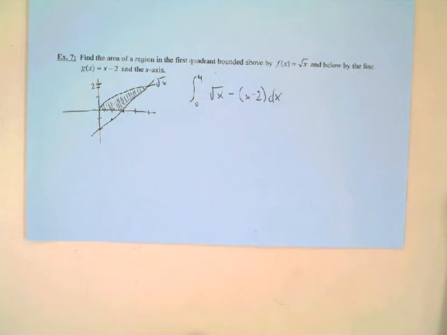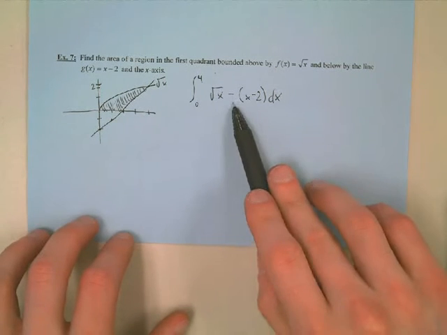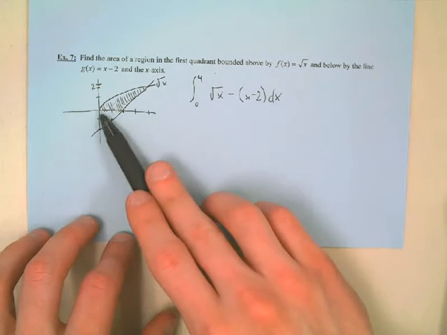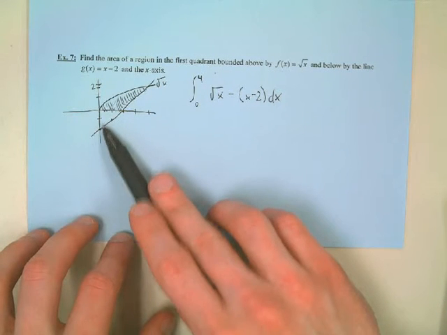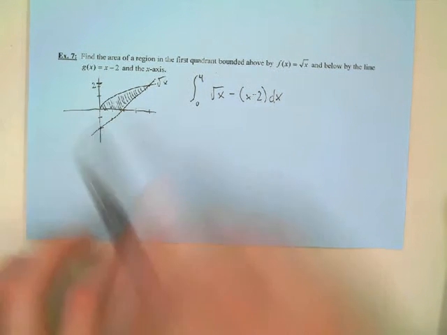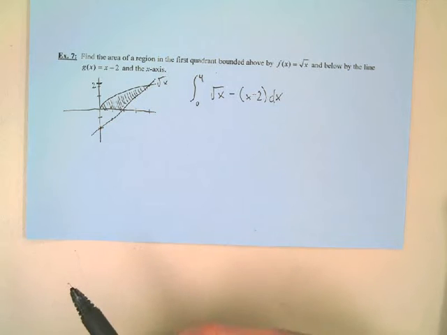Right, because if we integrate from 0 to 4, we're including this part as well. We don't want to include that part. So how should we go about doing this, do you think? Hannah, question or comment?